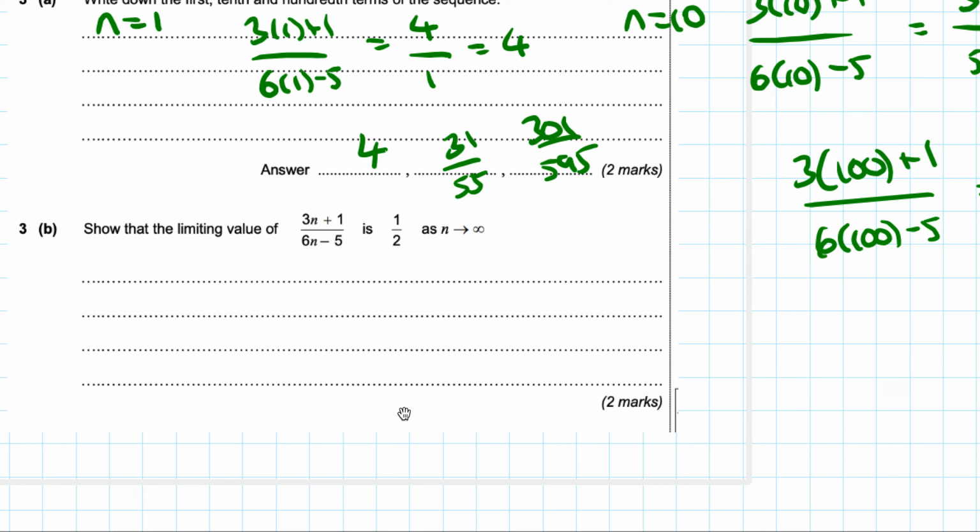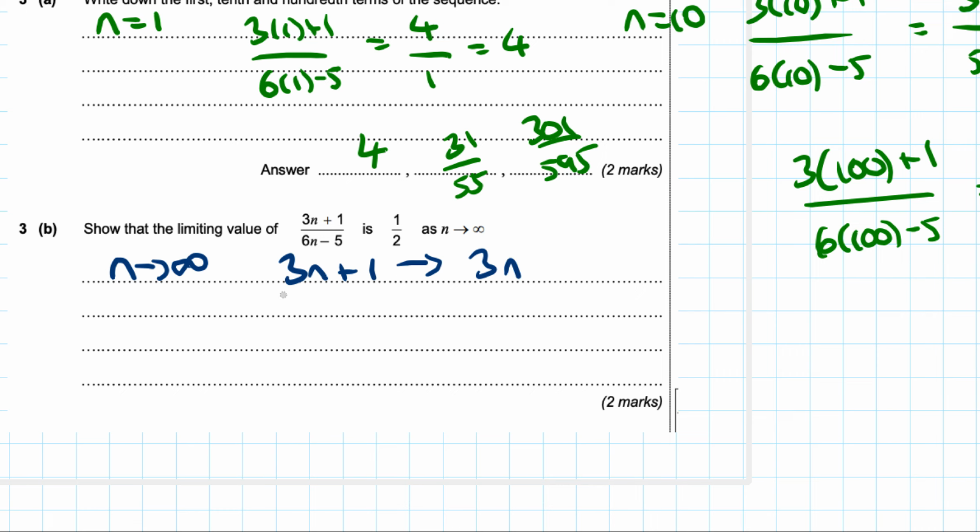Part B, show that the limiting value of 3n plus 1 divided by 6n minus 5 is a half as n goes to infinity. So as n goes to infinity, essentially the 1 doesn't really matter. It is a very small part. If you've got 3 times a very large number, adding the 1 makes no difference. So therefore 3n plus 1 tends to go to 3n. We ignore the number here.